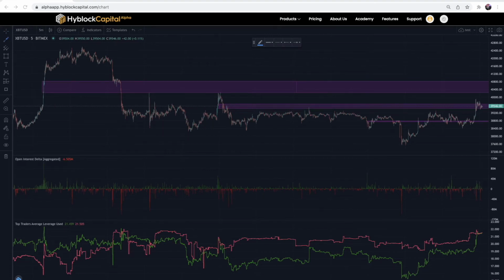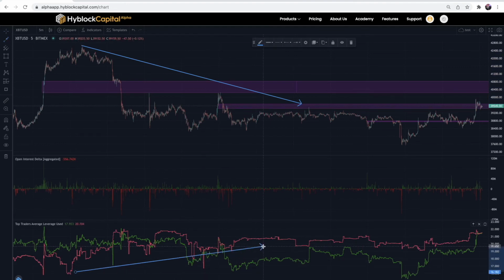Furthermore, we can take a look at whale activity during this range by analyzing top trader leverage. We can see that from this point here on March 9th down to the range we're in now, price has decreased. In that same time frame, short leverage has increased and long leverage had decreased. However, today, from the daily open, we can see a sharp increase in long leverage.